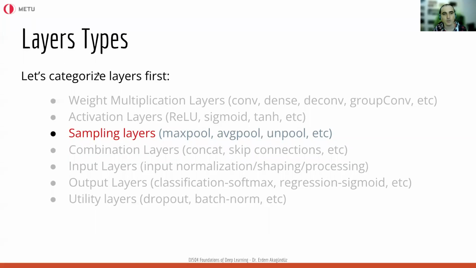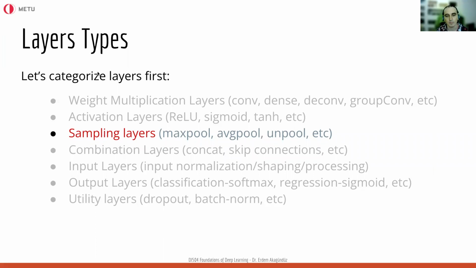Okay, so we continue our categorization of layers. We've covered the idea of weight multiplication and activation. Weight multiplication is the fundamental layer, and these two types of layers, weight multiplication plus activation, construct the fundamental block in a neural network, which is the convolutional block or the fully connected block, whatever.